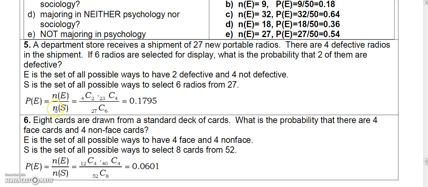Well, let's do our denominator first. First of all, we need to figure out how many 6 radio displays are possible. So out of 27 radios, we can do 27 choose 6, and that will tell me the total number of 6 radio samples available. And then we want to determine of those samples how many would have 2 defective and 4 non-defective. Well, to get 2 defective, we would have to say out of the 4 defective radios, we got to choose 2, and out of the 23 good radios, we're going to choose 4. And then we multiply these together and divide it by 27 choose 6, and I got 0.1795.